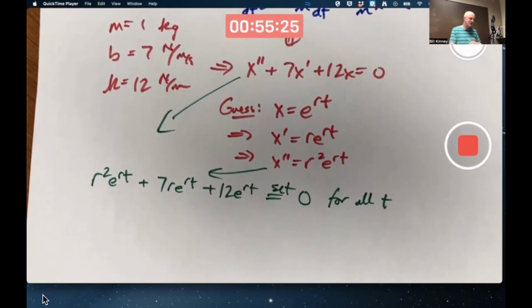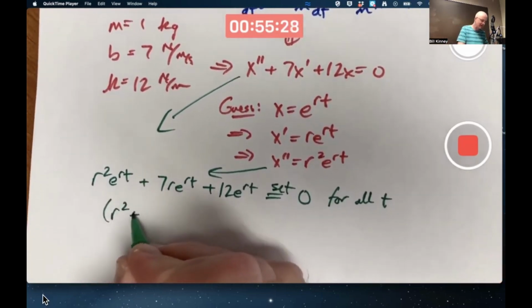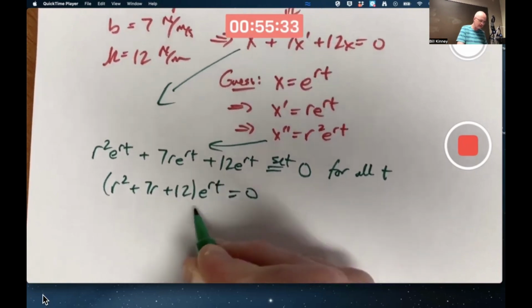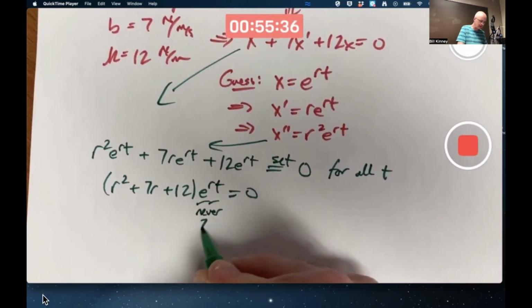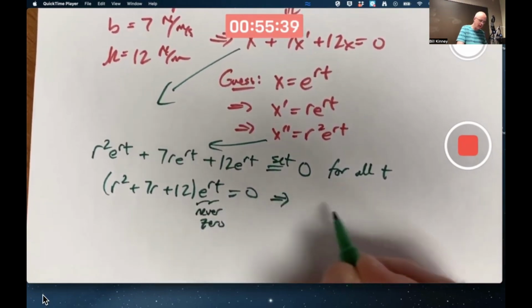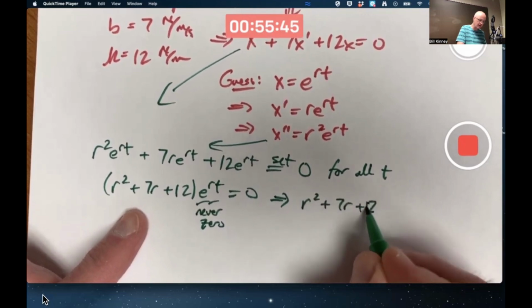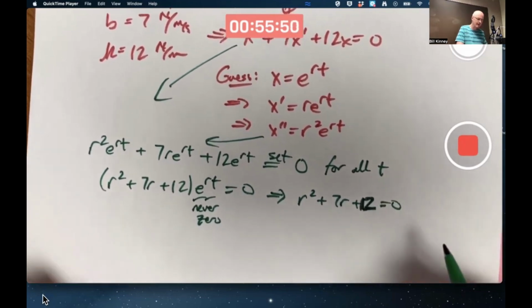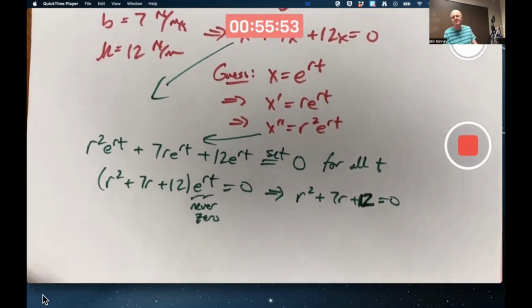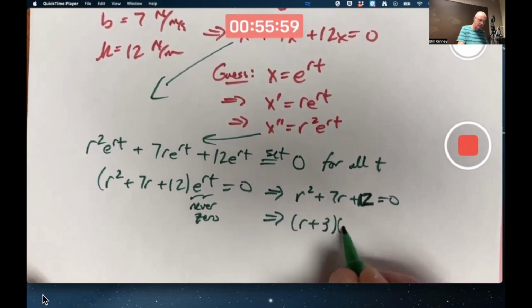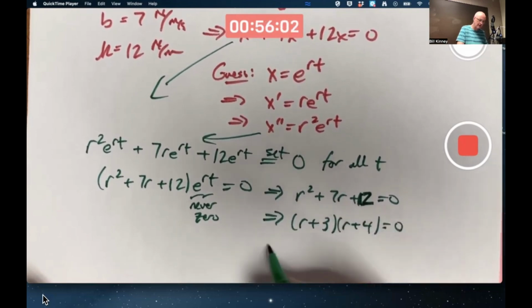But it is if you factor out a common factor of e to the rt, which is never 0. And therefore, the coefficient must be 0. And look, lo and behold, you get a quadratic equation that we could solve for r either by factoring or with the quadratic formula. That's a 12 there. In this case, we can factor as (r plus 3) times (r plus 4). So it looks like two values of r that might work are -3 and -4.